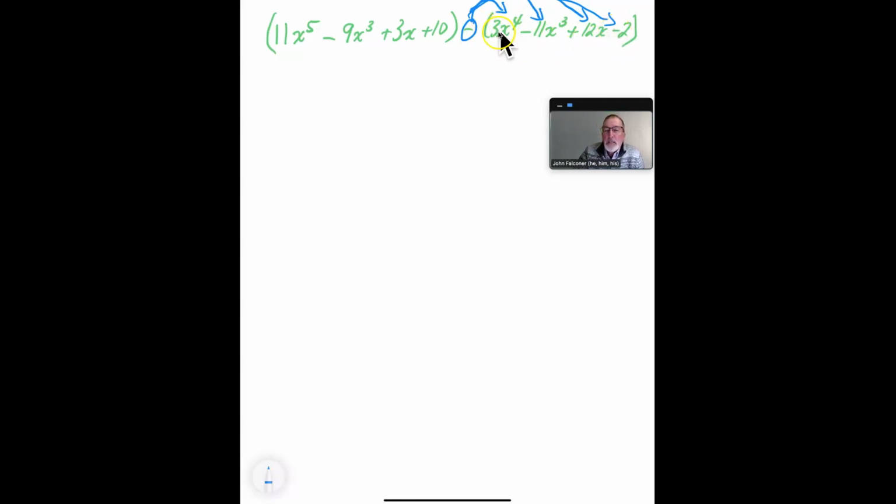And this first one is positive, but it's not written because it's assumed. These are all operators right now, but we're going to look at them as signs, positive or negative signs, okay? So when we distribute this negative sign over the terms of this polynomial, we get negative 3x to the 4th plus 11x cubed minus 12x plus 2.